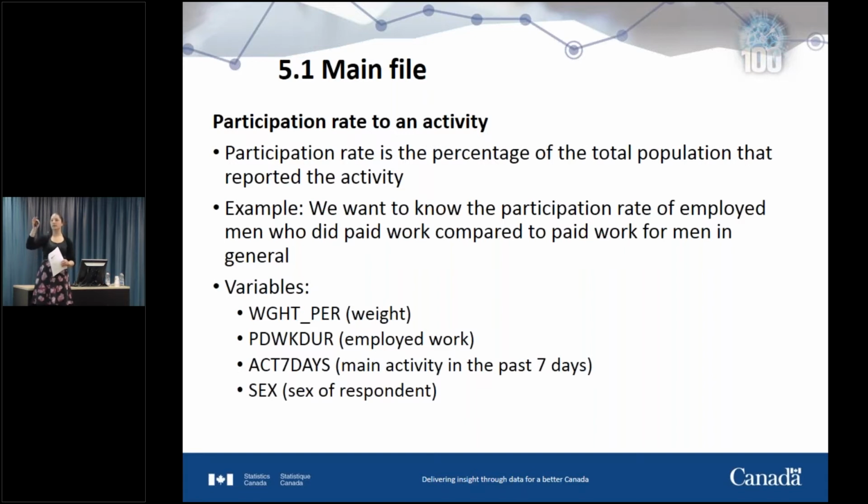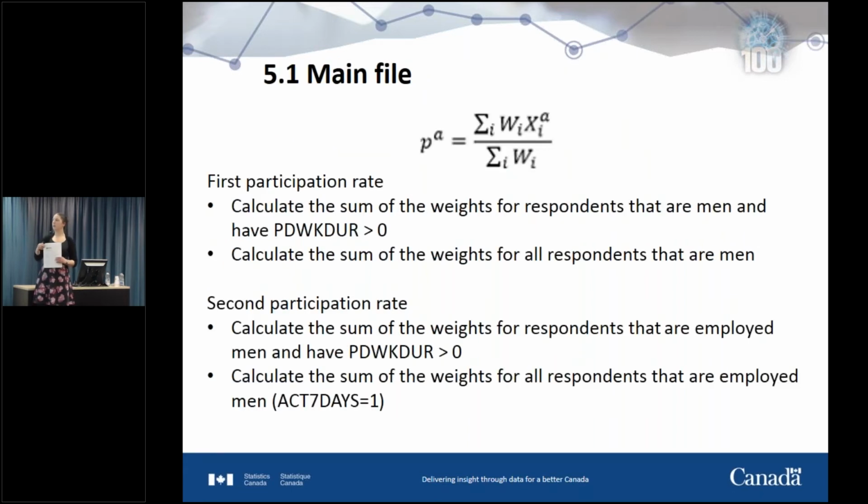A note about the PDWK variable. On the main file, you already have some total durations of multiple activities. All the activities related to employed work were summed to give this variable. So instead of using 4 different DUR variables, we'll use the sum. And the ACT 7 days variable is to know the main activity in the past 7 days, because we want to look at employed men.